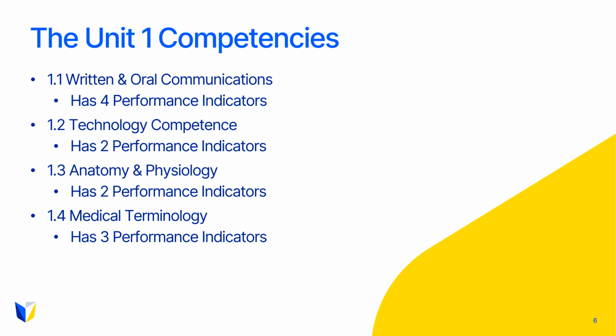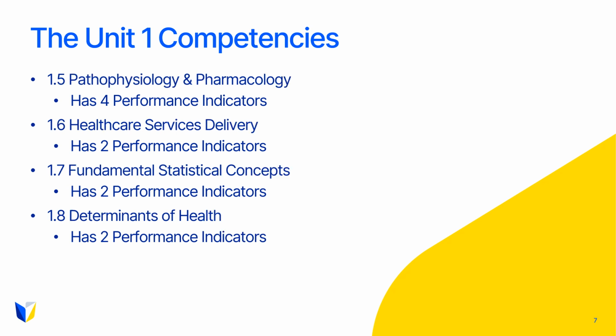Let's look at the second half. Competency 1.5, pathophysiology and pharmacology, has 4 performance indicators, while competencies 1.6, 1.7, and 1.8 have 2 performance indicators. We have 1.6 is healthcare service delivery, 1.7 is fundamental statistical concepts, and 1.8 determinants of health.